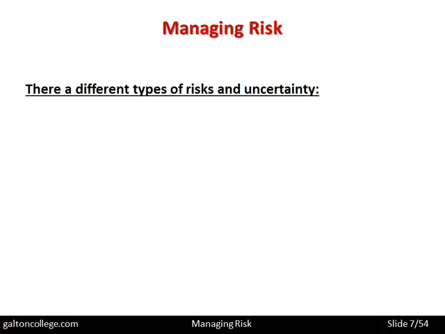So risks, by and large, the company can calculate. What's the probability of something happening? Uncertainty, they simply don't know. They don't know if it could arise tomorrow or never arise. It's just something that may or may not happen.